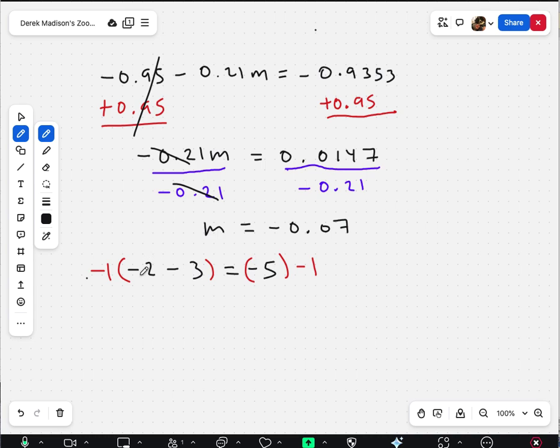And then negative times negative would make a positive 2. Negative times negative would make a positive 3. Negative times negative makes a positive 5. So you can also do this, but it doesn't work unless there's an equal sign, because you have to be able to do it to both sides. But if you have a lot of negatives in the problem, you can multiply everything by negative 1 and rewrite it in terms of positives.